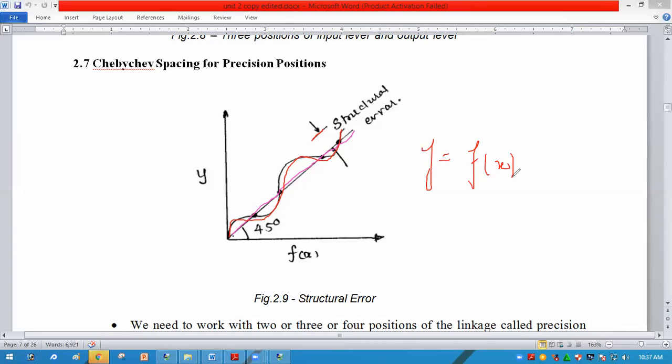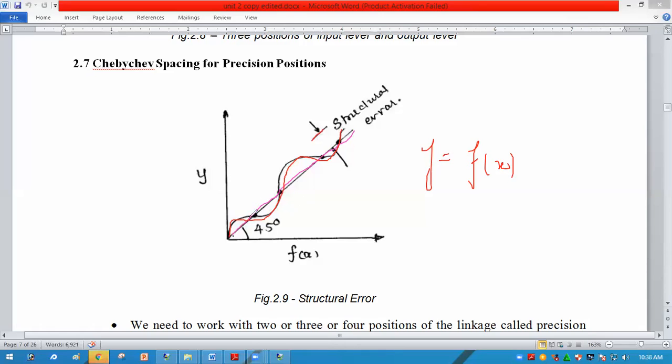Okay, so we cannot have the exact solution over the entire range of travel. However, it is usually possible to design a linkage which exactly satisfies the desired function at a few chosen positions, known as the precision or accuracy points or positions.